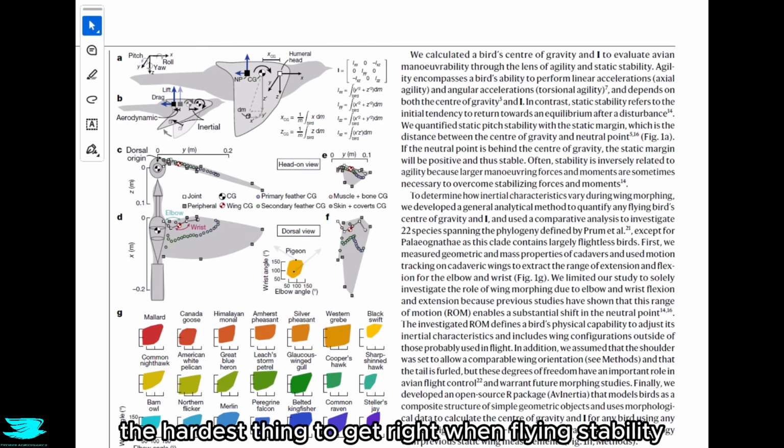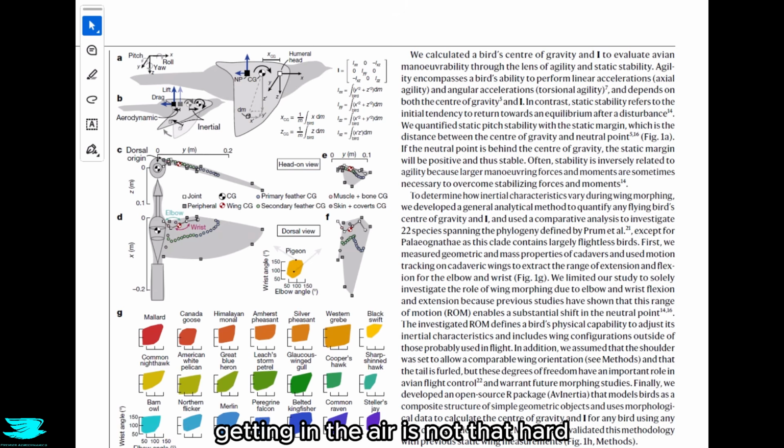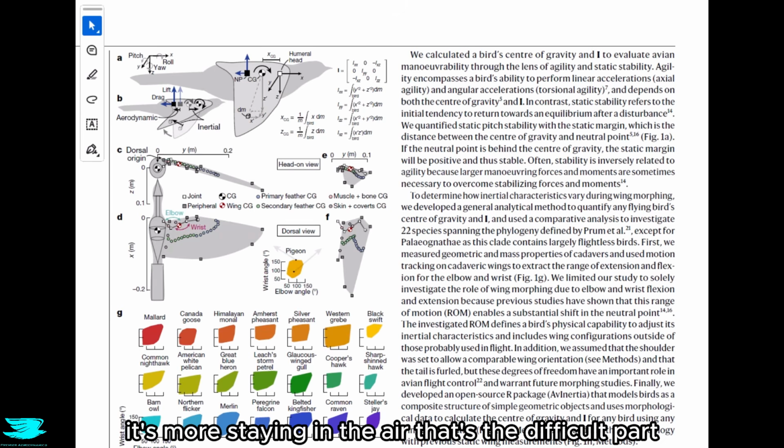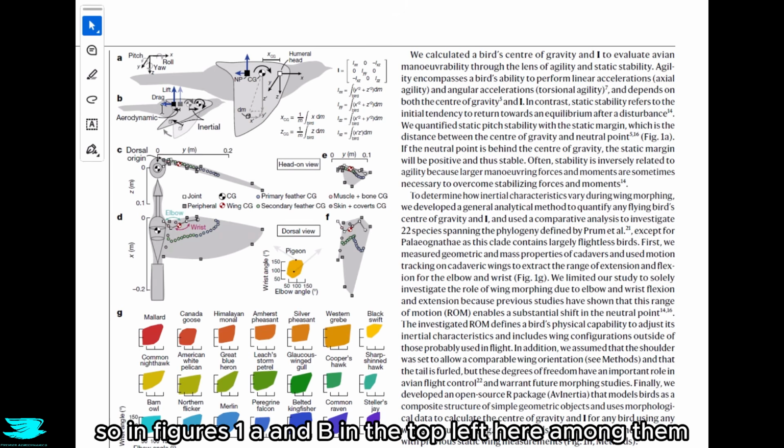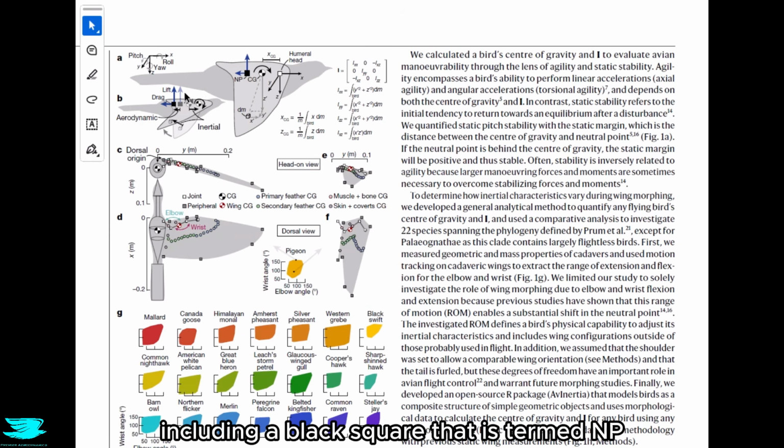So this is quite complicated, but in my opinion, the hardest thing to get right when flying is stability. Getting in the air is not that hard, it's more staying in the air that's the difficult part. So in figures 1A and B, in the top left here, among them we see a bunch of symbols including a black square that is termed NP, then next to it another circle called CG. NP stands for neutral point and CG stands for center of gravity.